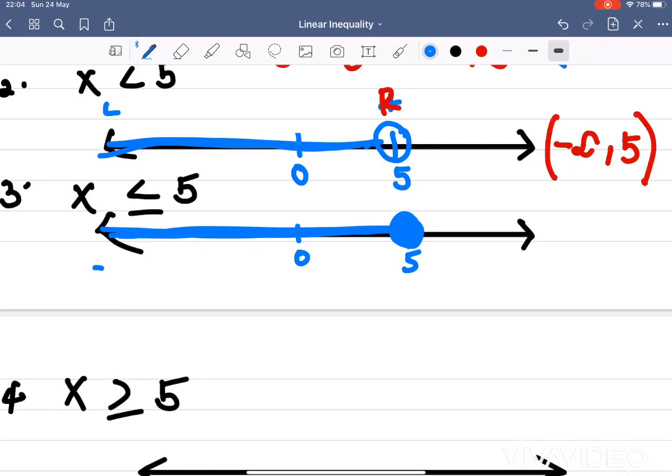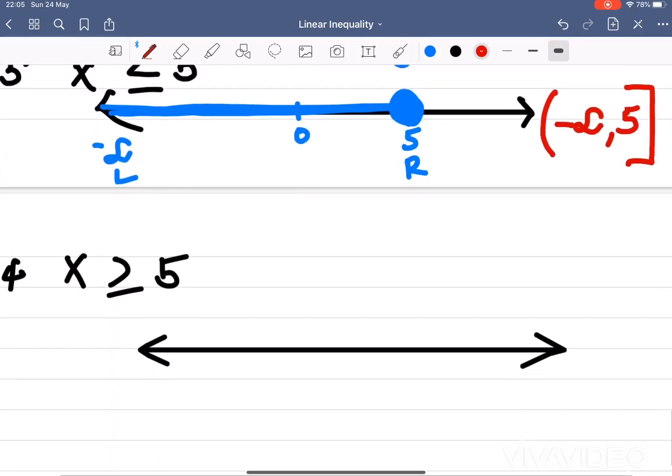So this is negative infinity here. This is the left side and that is the right side. So to write that in interval notation, we start with negative infinity from the left. Going to the right is 5, which is included. So write 5, and this time we will use a bracket. So that's how we write the solution x less than or equal to 5 in interval notation.